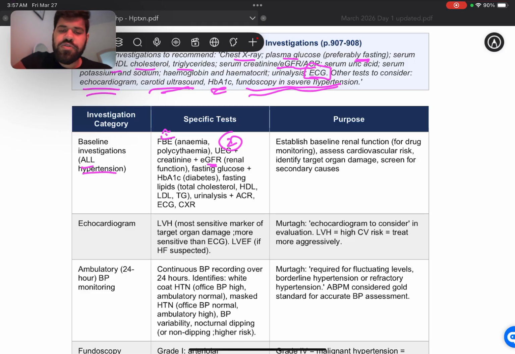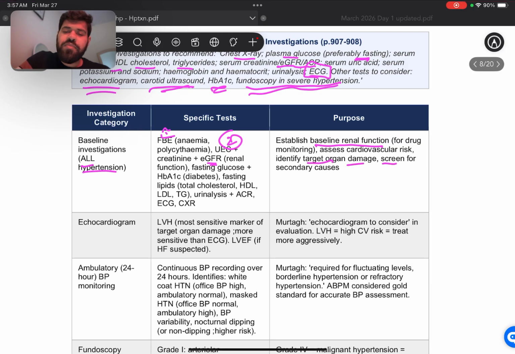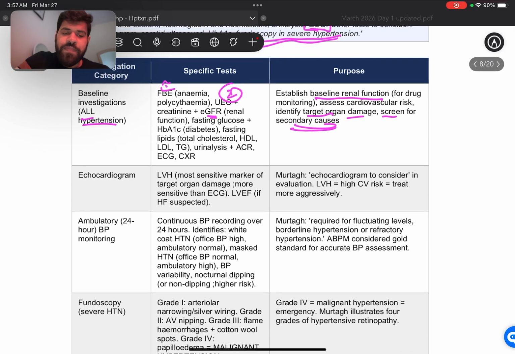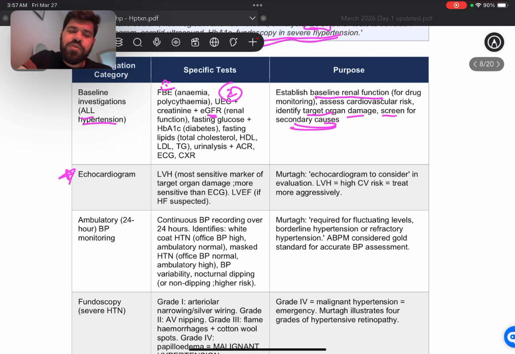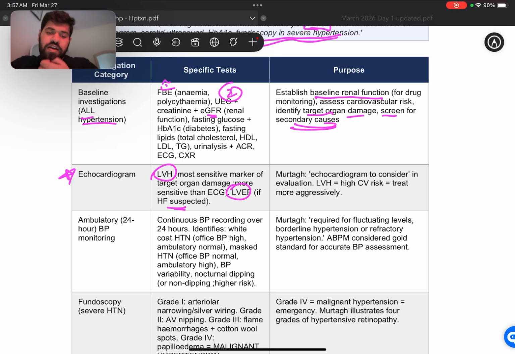Then fasting glucose because of diabetes, HbA1c, fasting lipids, HDL, LDL, TG, urinalysis, ACR, ECG, and chest X-ray. You have to establish baseline renal function for drug monitoring, assessing cardiovascular risk, identifying target organ damage, and screen for secondary causes. Echocardiogram, most importantly, check for LVH as well as coarctation, LVEF if HF is suspected, so left ventricular ejection fraction if we have heart failure that we are suspecting.